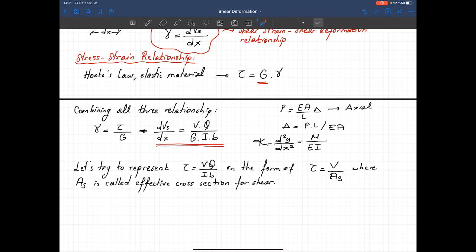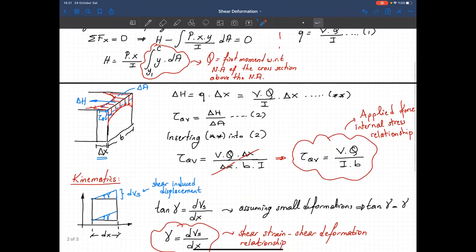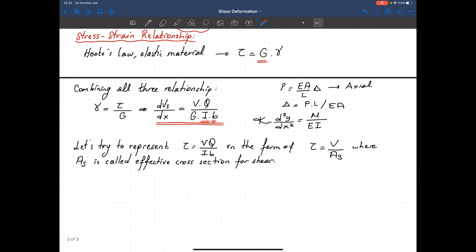Okay, let's repeat. I don't like this form, it's too complicated. We have Q, and if you take a look at what Q is, it is this one, and I got B, and so on. So I'm trying to simplify it. Instead of using QIB, I'm asking, can I simplify it with a single parameter, with AS? And if you look at that equation, I have stress here, force divided by area. Now the question is, what is this area? How can I determine what this area is?